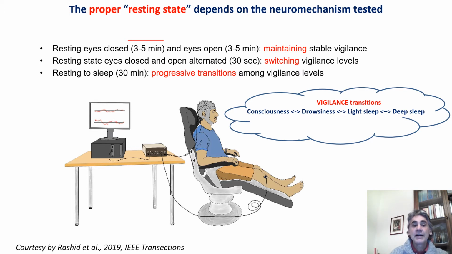Finally, recording of EEG at eyes closed for more than 30 minutes is useful to study the progressive transitions among vigilance levels from quiet wakefulness to sleep.